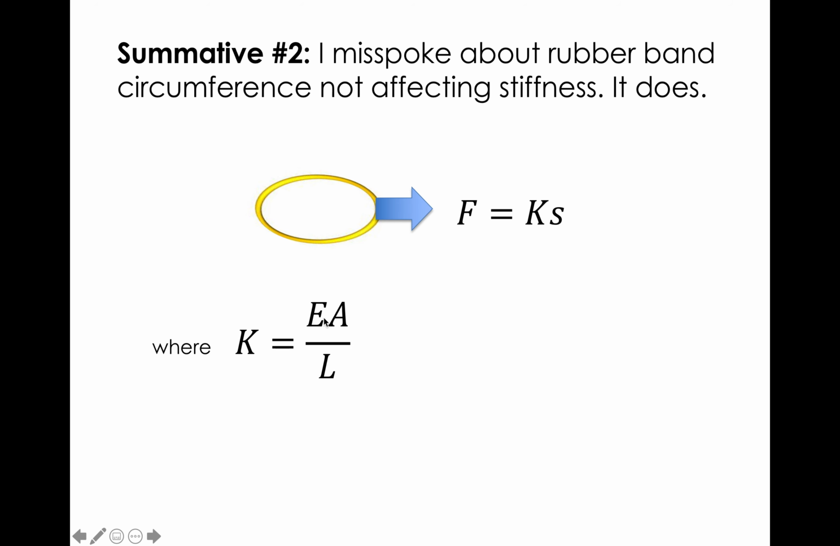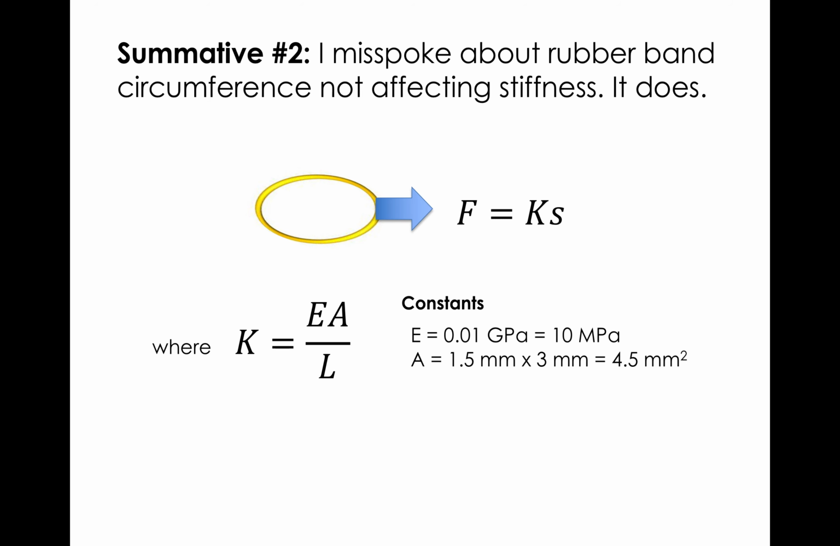I was mistaken because I thought that since E was constant, K would be constant, but that is not the case. You'll see that the term L, the total length, which varies depending on the circumference, does factor into K, or the stiffness. Constants here: we're dealing with the same rubber band manufacturer using the same material to produce those 3 sizes of rubber bands, small, medium, and large. E for rubber used in rubber bands is about 1/100th of a gigapascal, or 10 megapascals.